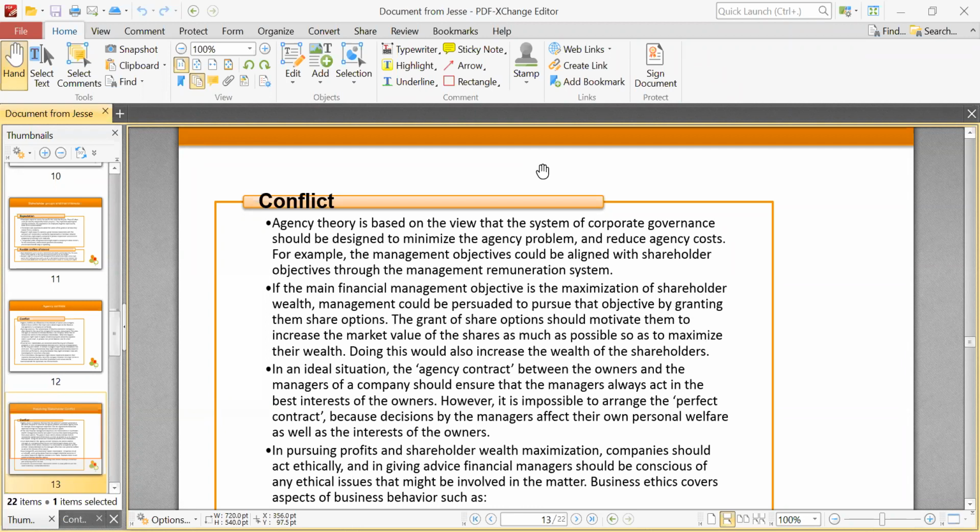If the main financial management objective is the maximization of shareholder wealth, management could be persuaded to pursue that objective by granting them share options. Management would then be more aligned and more motivated to increase the market value of the shares as much as possible. So they will be given that motivation to increase the market value of the shares. Very, very important.